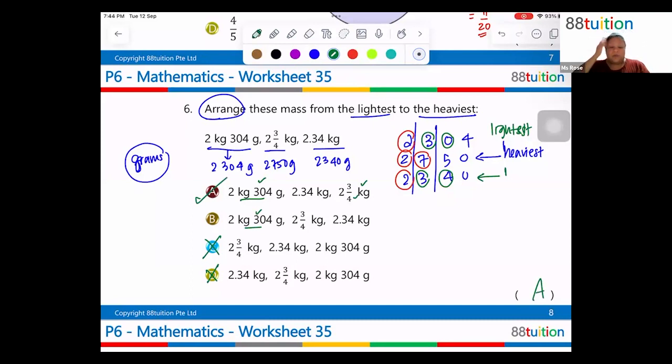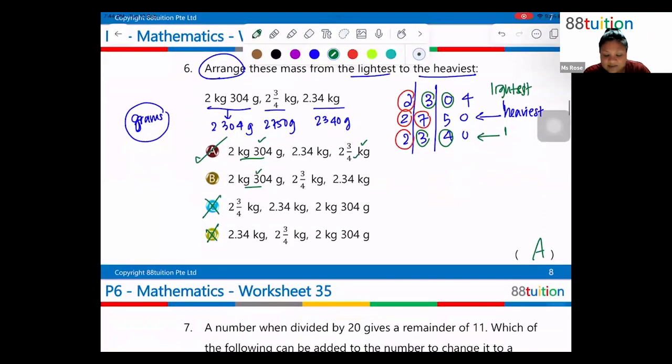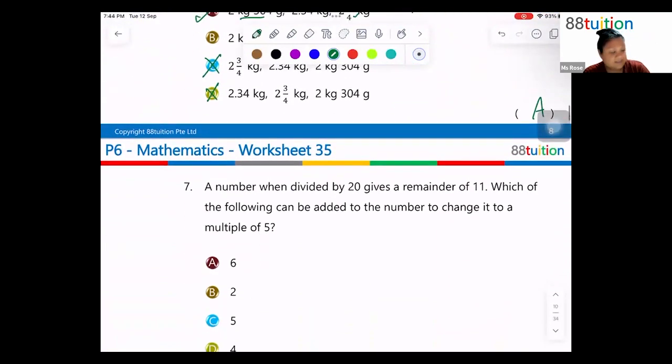So take note, when you're supposed to arrange from the lightest to the heaviest, you always arrange them, stack them in order of place value. Once you stack them in order of place values, to check the order, you have to go from the biggest to the smallest. That means from left to right. Okay, so go from left to right to check which is the heaviest and which is the lightest.